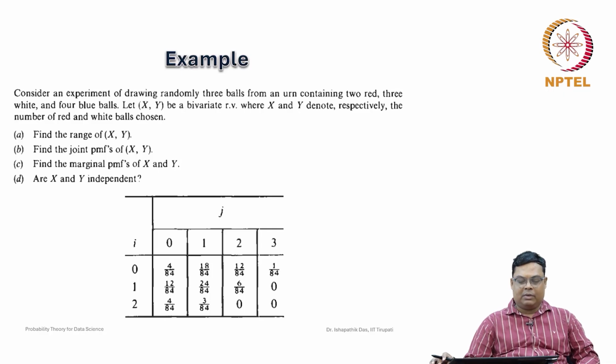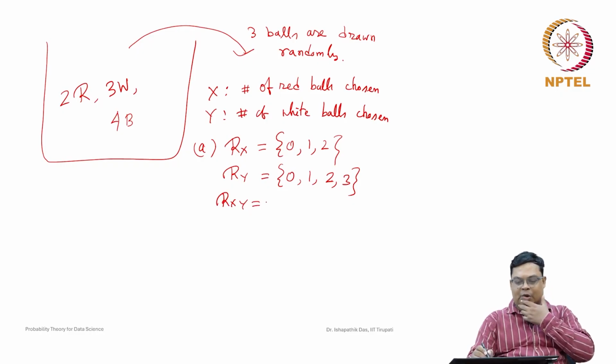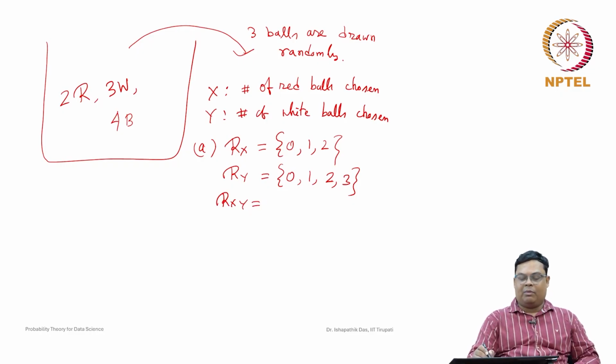I just found the range of x and y. Let us find the range of (x, y). The range of (x, y) means R of (x, y). So, what will be the range of this bivariate random variable? It will be a subset of R2 actually.